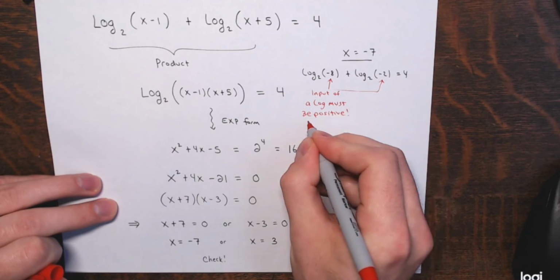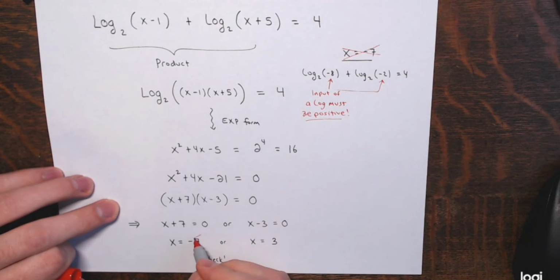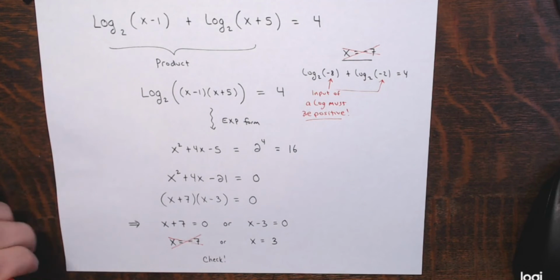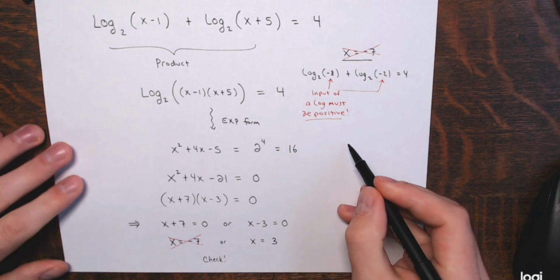Must be positive. So negative 7 is not good. We're not going to use it. That's one of those extraneous solutions. Now how about x equals 3?